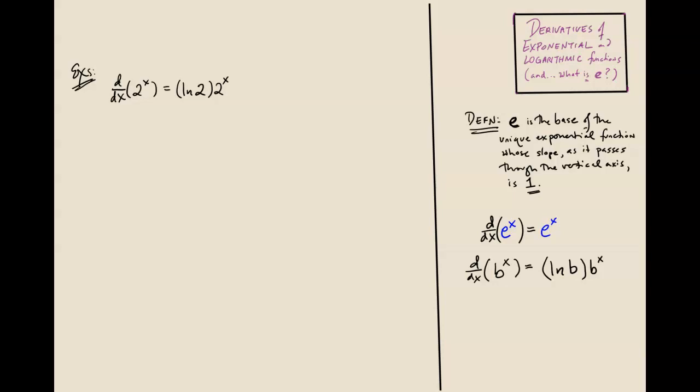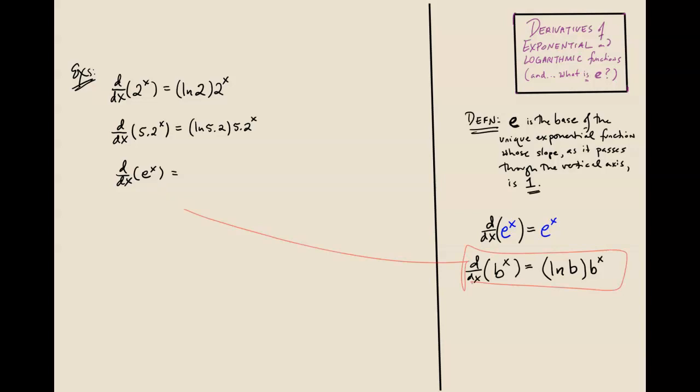Similarly, if we were looking for the derivative of 5.2 to the x, we would know once again that this is going to be the exponential function itself multiplied by the logarithm of 5.2. And one more example, the derivative of e to the x. Well, of course, we all know this is going to be e to the x, but suppose you didn't know that, and you only knew this general recipe right here.